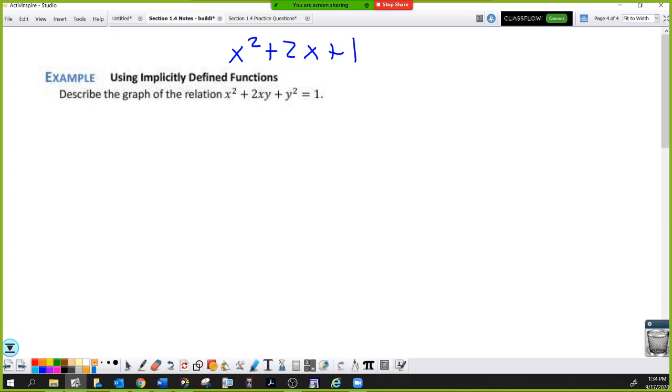And then realize that it's a perfect square trinomial. This statement factors. You see, this perfect square trinomial would have factored to (x + 1) squared. Well, the one that's in the question, x squared plus 2xy plus y squared, replaced my 1 with a y squared. So it actually factors to (x + y) squared equals 1.